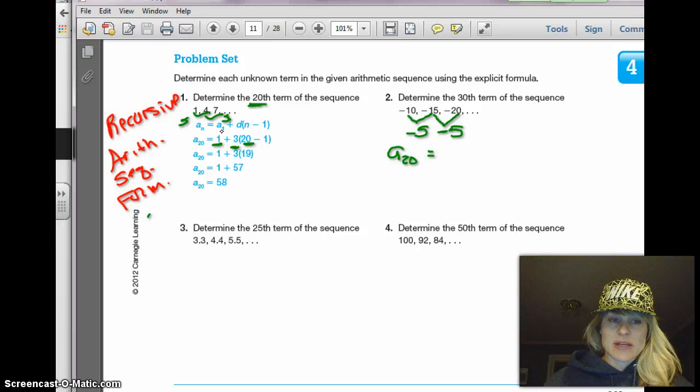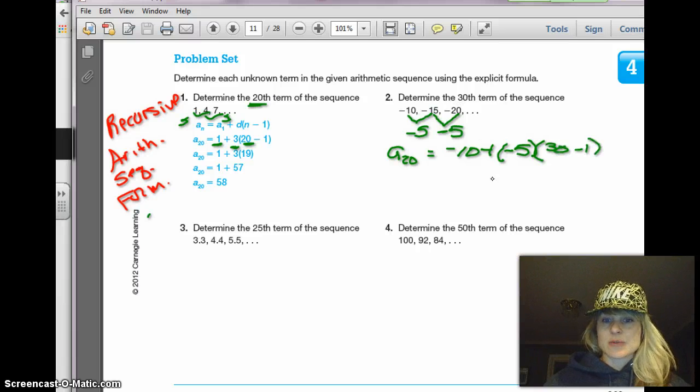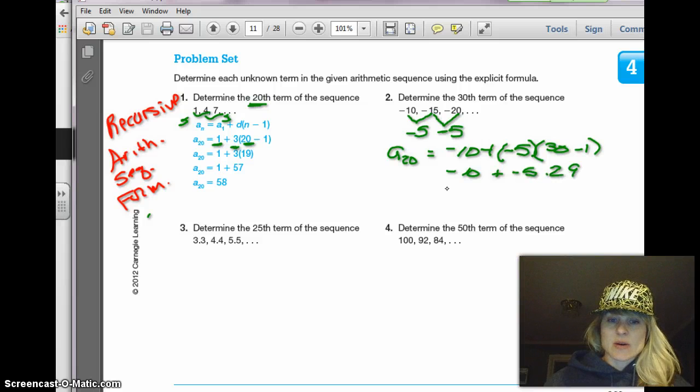So my formula says plug in a sub 1. This is my first term, so I put in negative 10. And then I have plus, and then we're going to plug in our common difference, which is negative 5. And then it says we do n minus 1, which would be my 20th term minus 1. So we're just going to do the math. We got negative 10 plus, this is going to be negative 5 times 19. So I'll have negative 10 plus, let's see, that's 45, carry the 4, negative 95, right? I put equals, that's supposed to be plus, sorry.